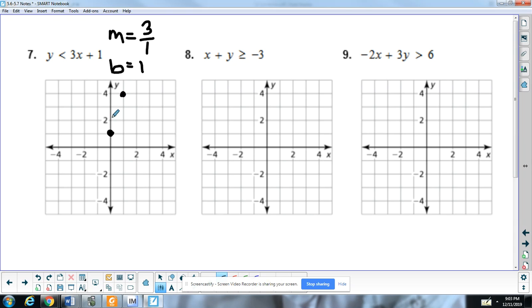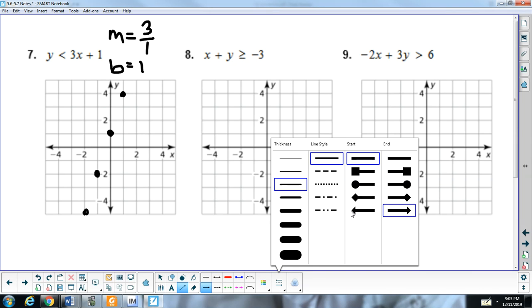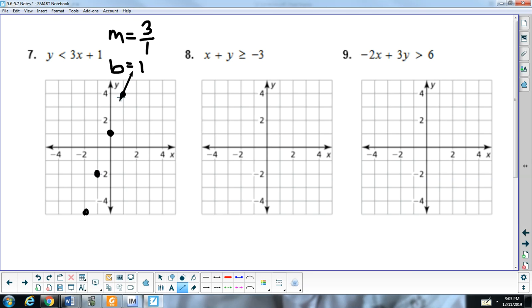If you want more than 2 points, you can move the opposite direction. Instead of going up 3, you can go down 3, and instead of going to the right 1, you can go to the left 1. So down 3 to the left 1 one more time. And there's my line. So I'm going to draw a line going through all my points.